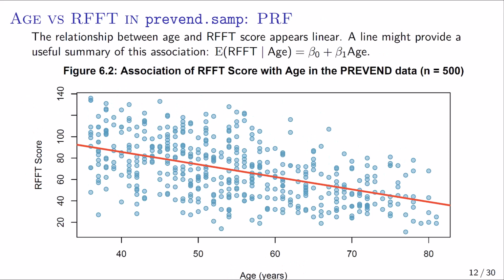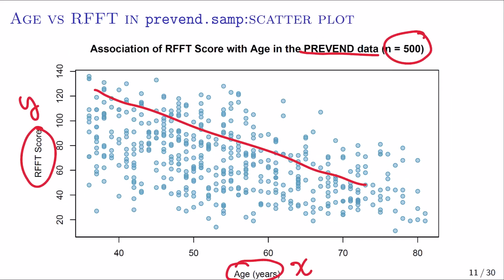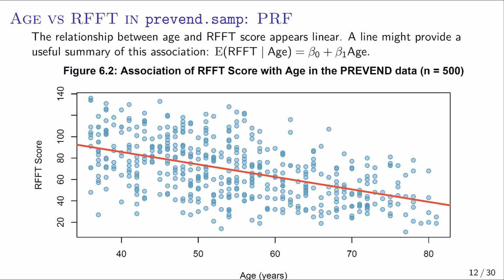But what we are doing here is basically the same idea, right? We assume there is a straight line, and then here we put this straight line as the PRF, population regression function. Okay, we put the expected value of y given x, in this case RFFT given age, as a linear function of age. Does it make sense? So compared with what we did in chapter 1, here we say there is a red line here, okay? And then we put this red line as this equation, okay?